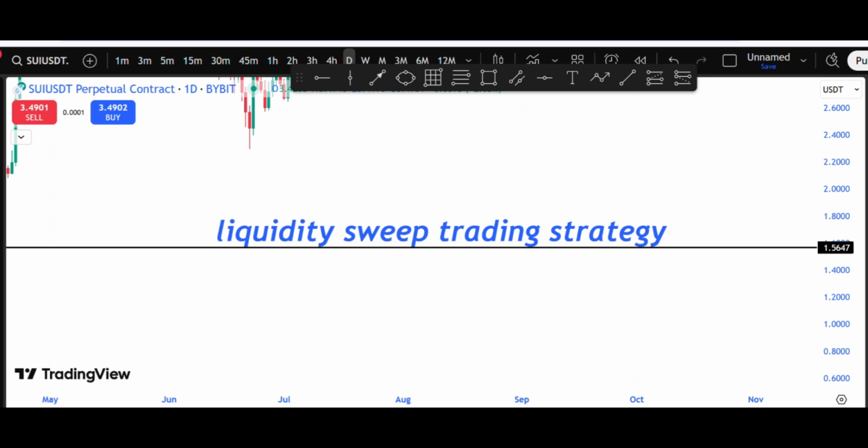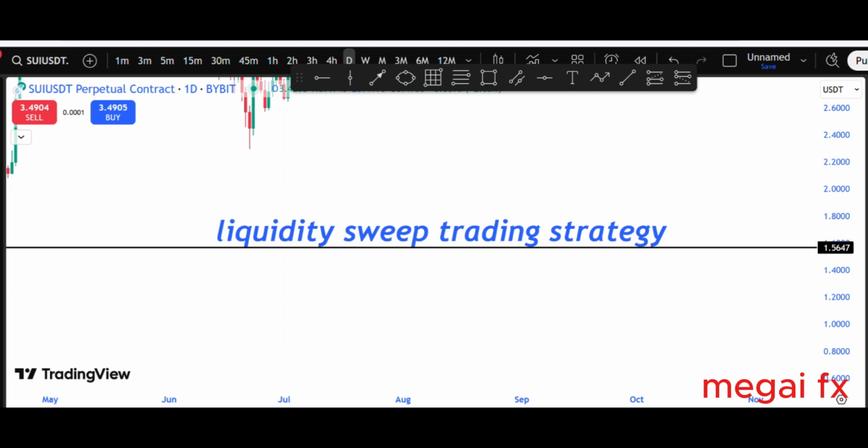Hello guys, this is Mega FX, and in today's tutorial we're talking about liquidity sweep trading strategy, and how you can form a strategy around liquidity sweep. Liquidity sweep is one of the most powerful trading strategies you can add to your profile as a trader because it is very powerful.